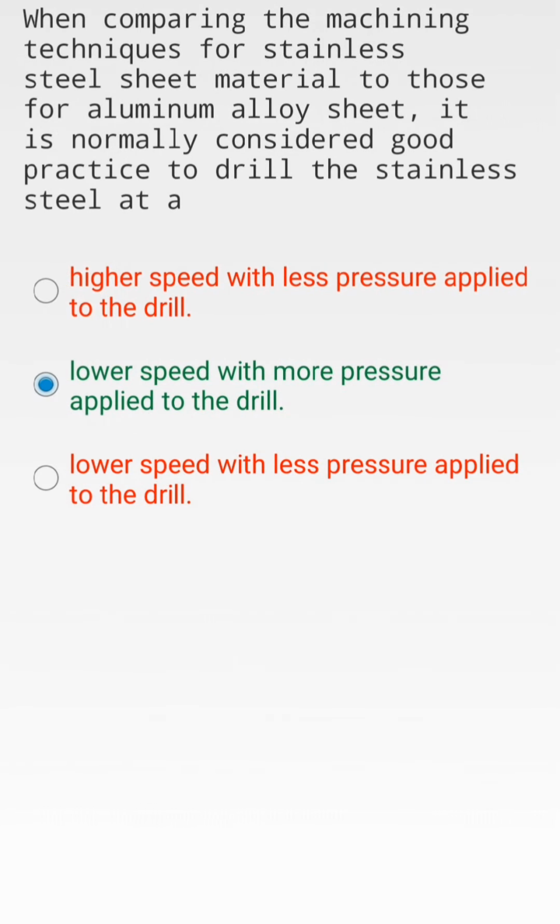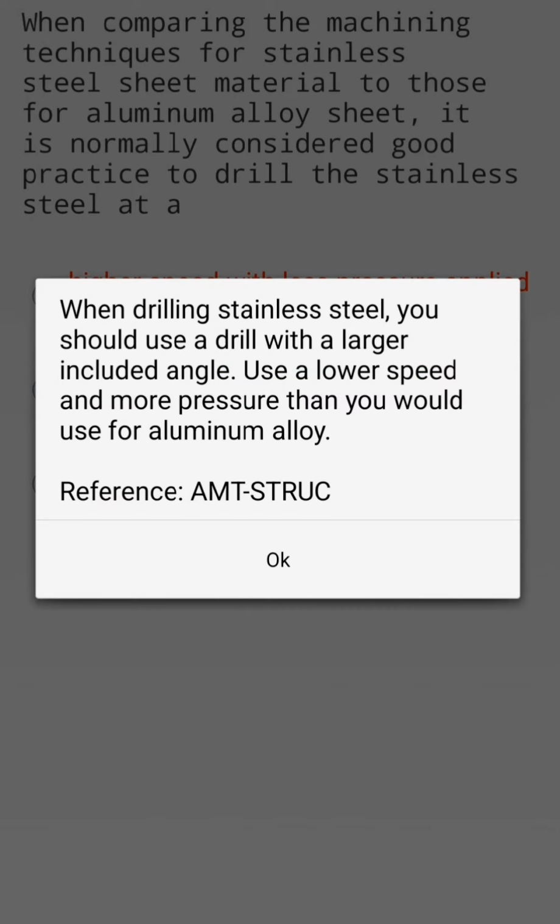When comparing the machining techniques for stainless steel sheet material to those for aluminum alloy sheet, it is normally considered good practice to drill the stainless steel at a lower speed with more pressure applied to the drill. When drilling stainless steel, you should use a drill with a larger included angle. Use a lower speed and more pressure than you would use for aluminum alloy.